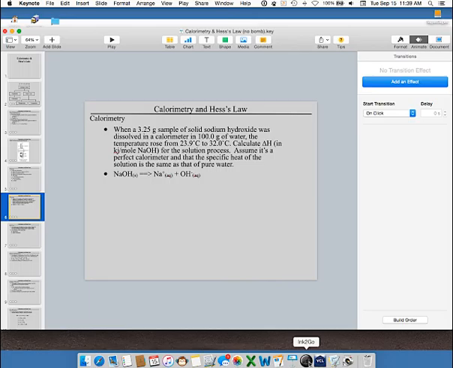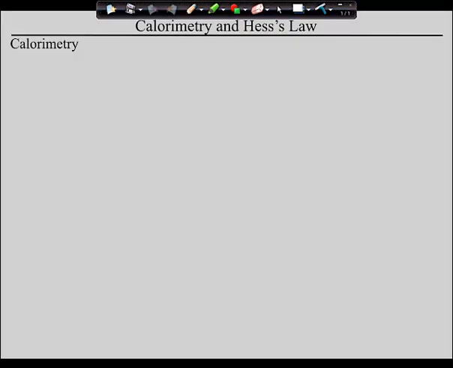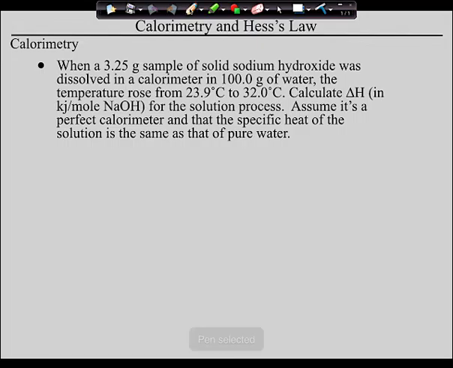Okay. So guys, with all of that said then, we're going to solve this problem. So you've got a 3.5 gram sample of solid sodium hydroxide. You dissolve that in a calorimeter with 100 grams of water, and the temperature of the water goes from here to there. Calculate the delta H for the process in kilojoules per mole. Assume that this is a perfect calorimeter and the specific heat of the solution is the same as the specific heat of water. So guys, this should take you about 5 minutes. I'll give you some time to work on it, then we'll do it together.